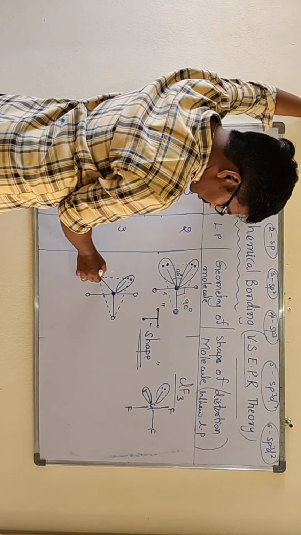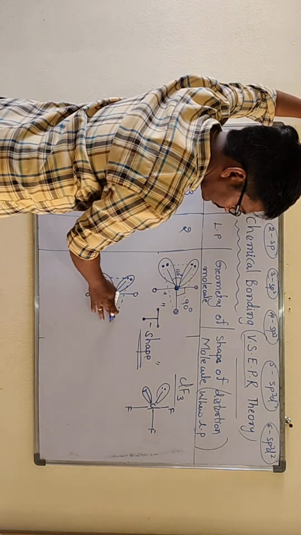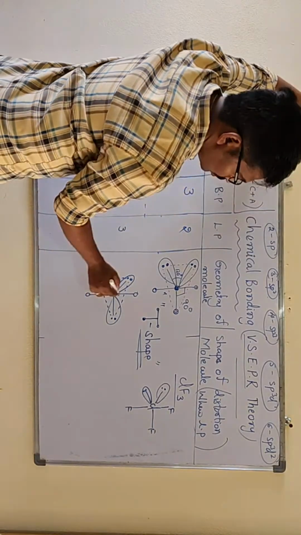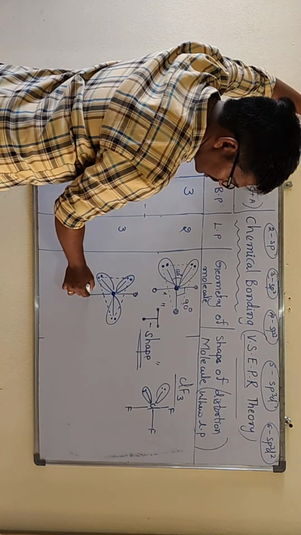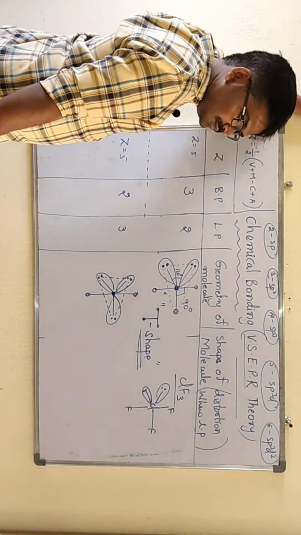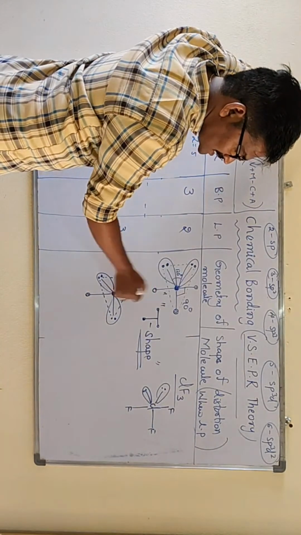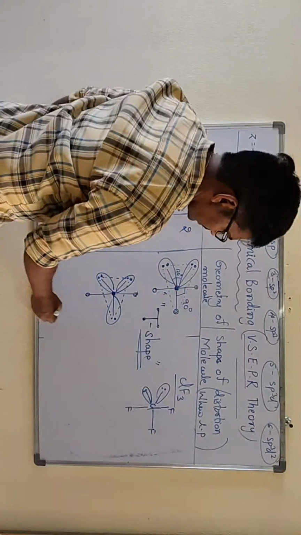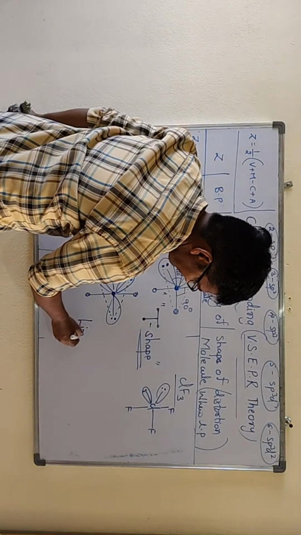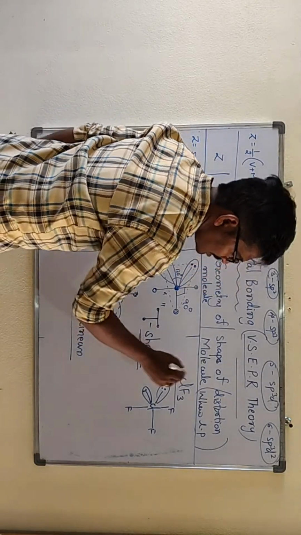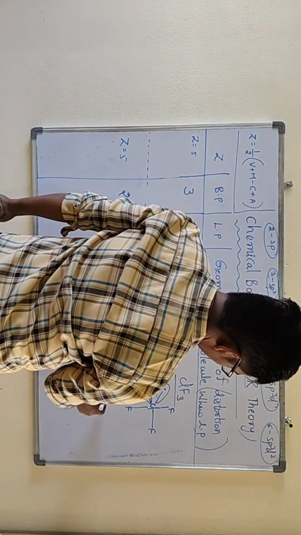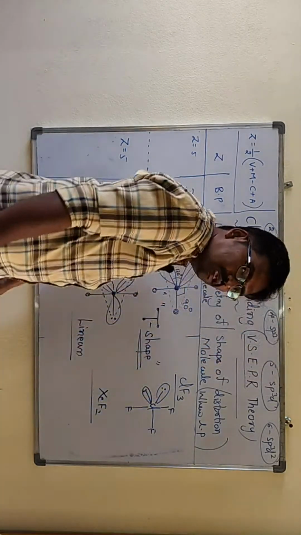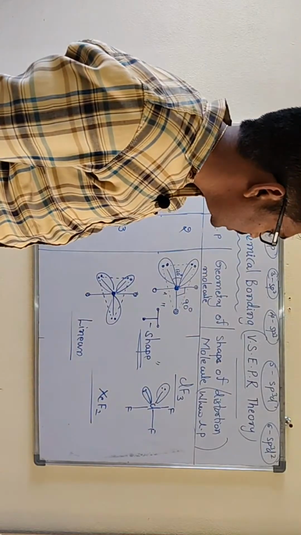Now these positions are occupied by lone pairs of electrons. We placed the lone pairs of electrons in these positions. Now only these positions have bond pairs. So this we call linear shape. What do we call it? Linear shape. An example for this is XeF2.